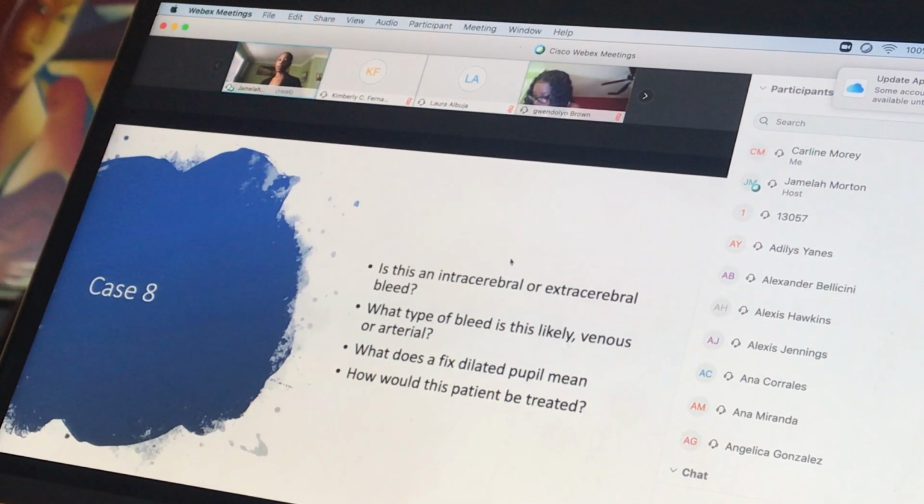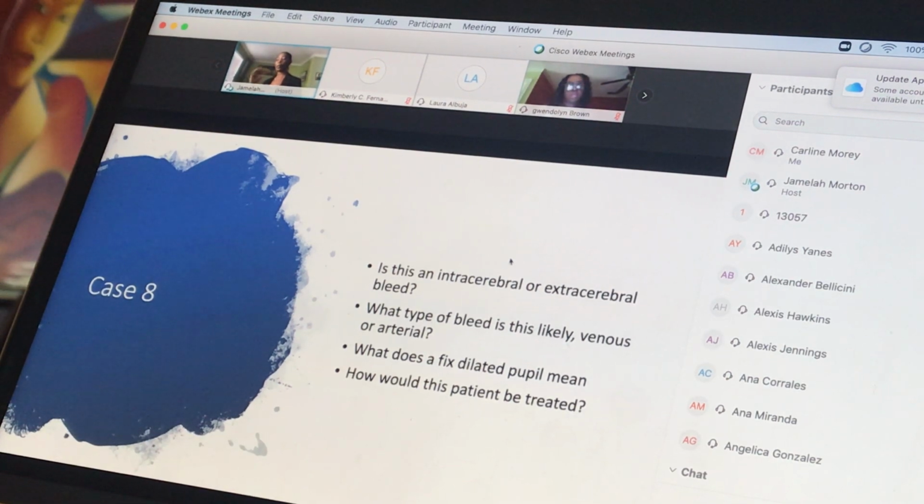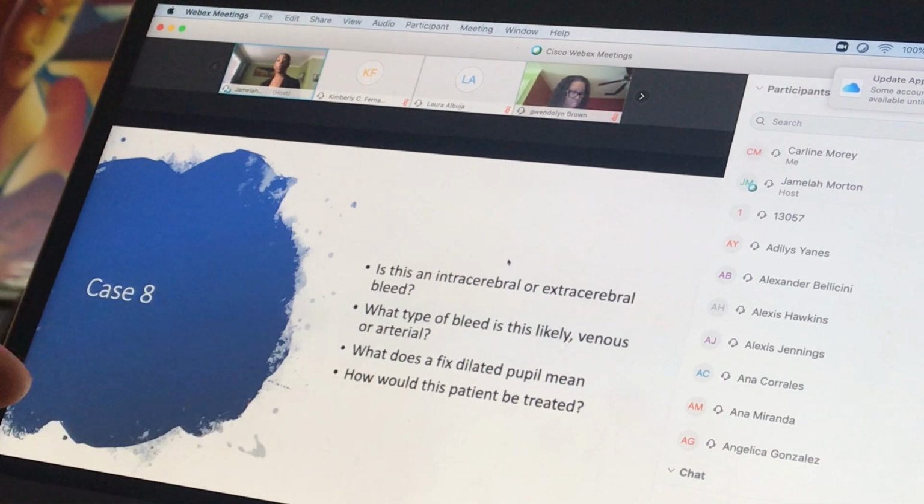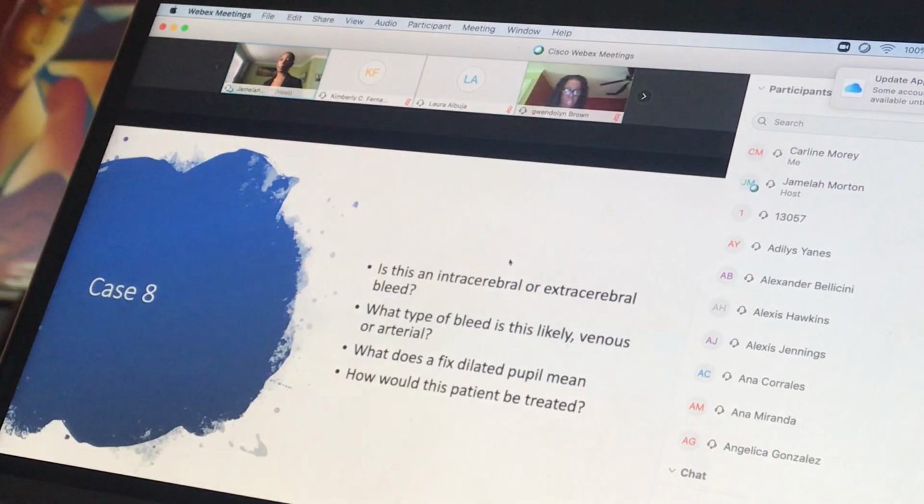Okay? So my question for you was, is this an intracerebral or extracerebral bleed? Intracerebral means in the brain parenchyma. Extracerebral means outside of the brain parenchyma, but in the skull. His bleed was in his meninges, so it's not intracerebral, it's an extracerebral brain bleed, okay?